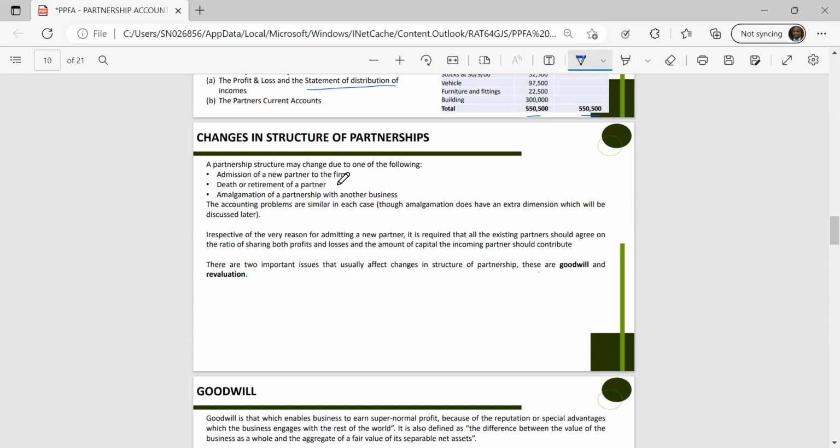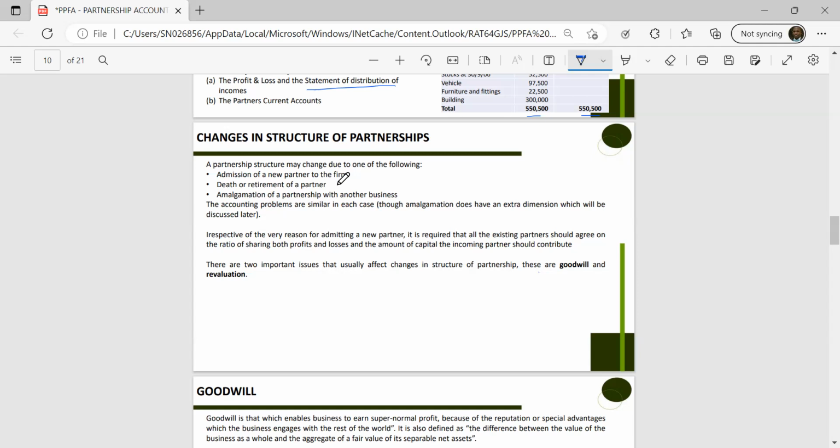The structure of the partnership will change. How they share profit might also change. So all these things. And another point is the amalgamation of a partnership with another business. Ayo and Motun, they are one partnership. Robert and Caroline, another partnership firm. Now say, let's come together. Let's form one big partnership. When they join together, the structure of the business will change.